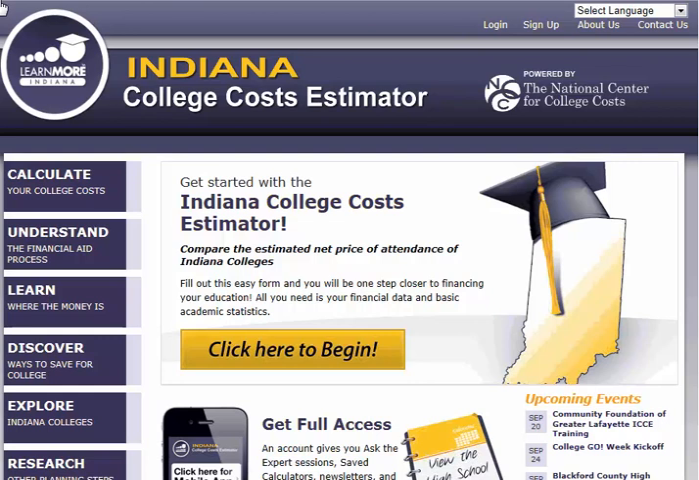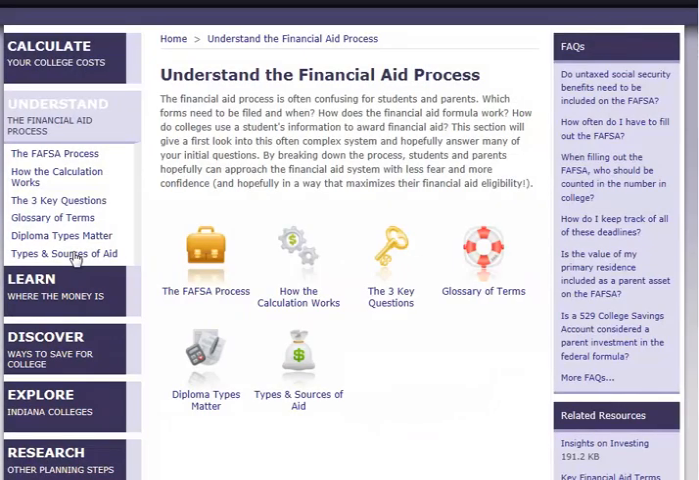In this video, we're going to be looking at the Understand the Financial Aid process. Within this section is the FAFSA process, how the calculation works, the three key questions, a glossary of terms, diploma types matter, and types and sources of aid. Now let's look at each one individually.